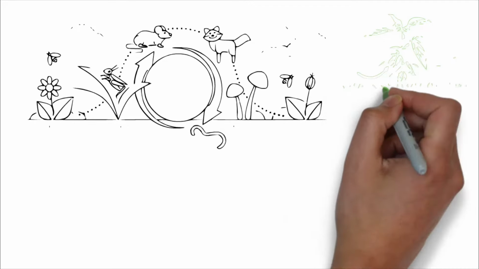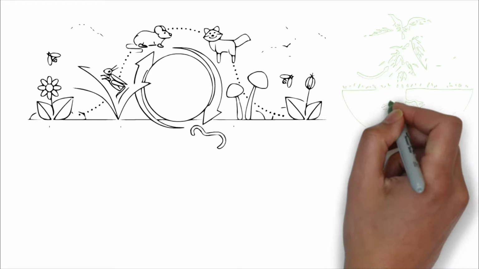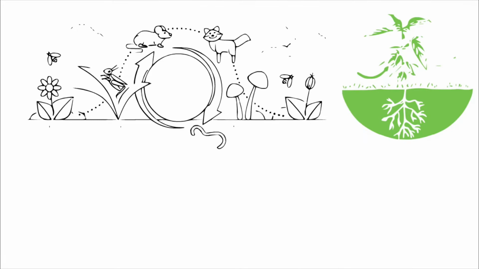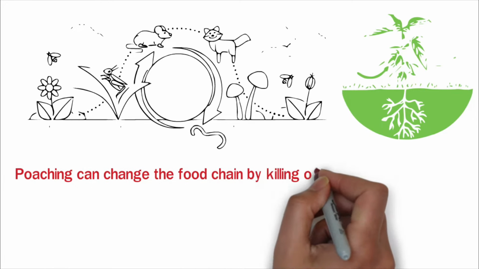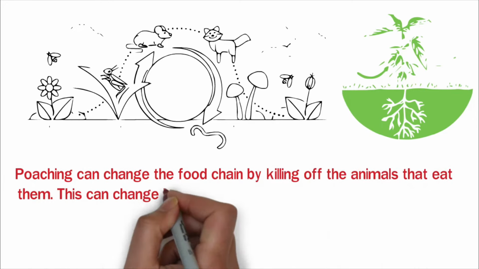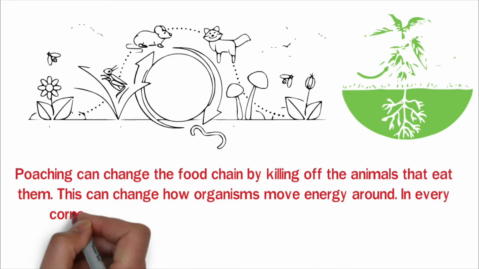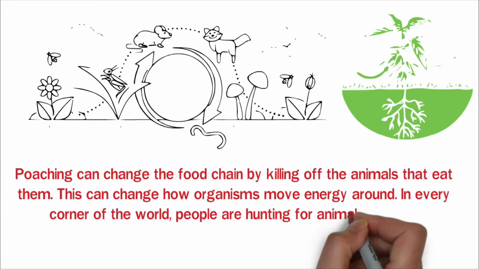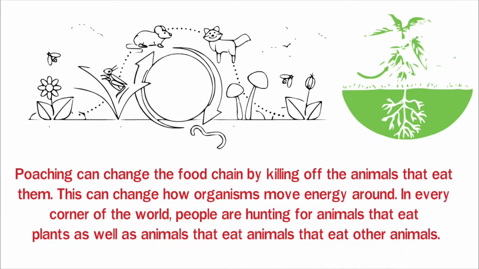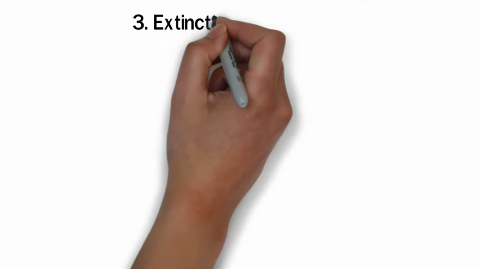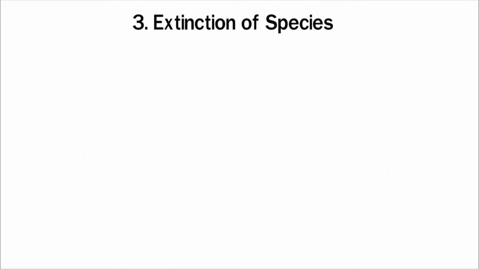It's called a food chain when animals that eat producers and other animals in the food chain also eat each other. Poaching can change the food chain by killing off the animals that eat them. This can change how organisms move energy around. In every corner of the world, people are hunting for animals that eat plants as well as animals that eat other animals. 3. Extinction of species.